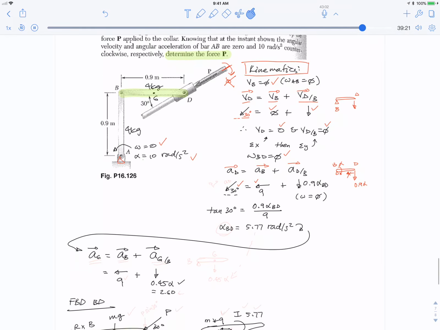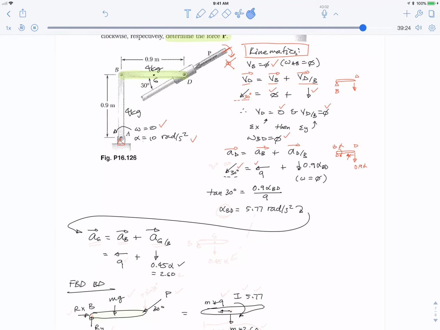One way to solve it, you could do the X component and the Y component. The two unknowns are AD and alpha BD. We're trying to get this alpha BD. You could do the two equations, or you could take a component this way and this way. What I did is, just looking at the vectors, you can see that tangent of 30 degrees is y over x. So tangent of 30 degrees is the y component, 0.9 alpha BD, over the x component, 9. And so I use that equation to solve for alpha BD.